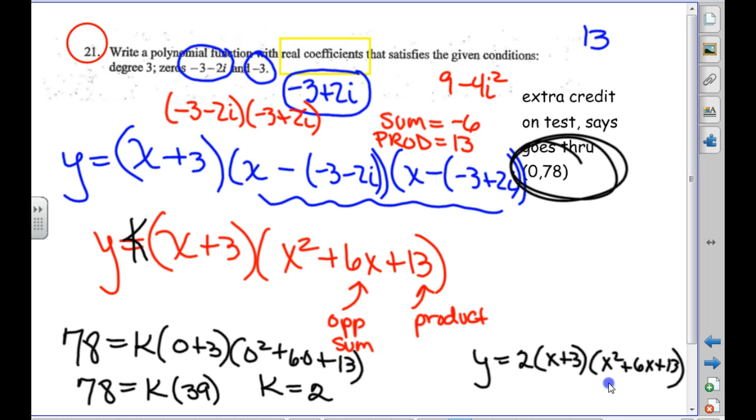You don't have to FOIL it out all the way. That would just make me have to do extra work when I grade it. I'm going out to get a 35 extra. Cody, is that okay? Yeah. It's extra credit anyway. But the idea that if -3 minus 2i is a root, then -3 plus 2i is also a root, that's important.